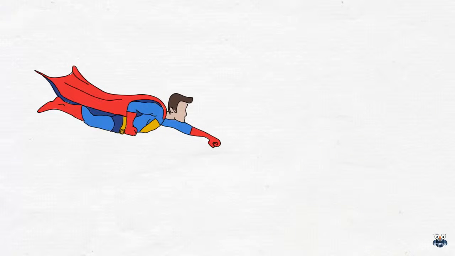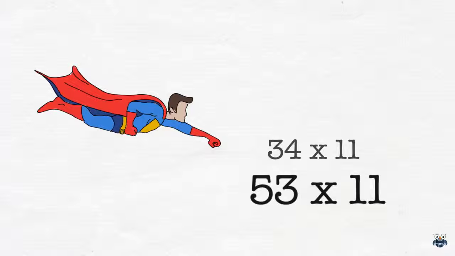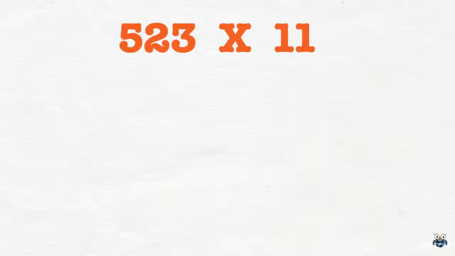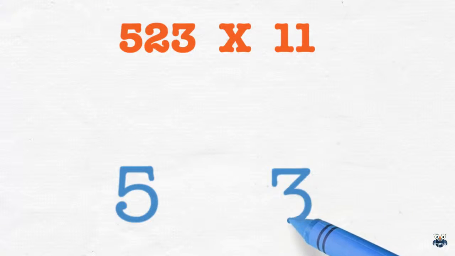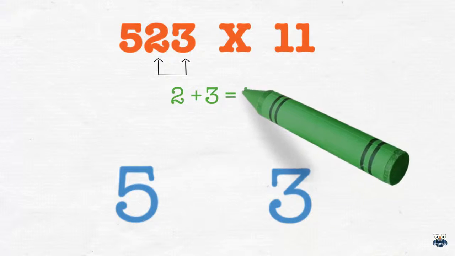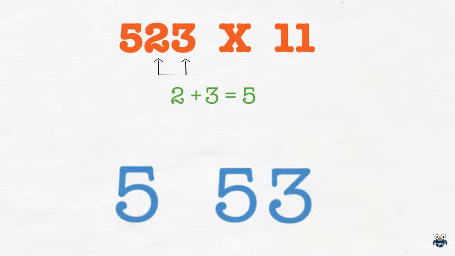Now in both the above examples, the multiplicands had 2 digits. In this next problem, we will deal with a larger multiplicand. So what is 523 times 11? As before, let's put down the first and last digit. And now, starting from the right, let's pair the numbers and add their results. So here's our first pair, 23. 2 plus 3 is equal to 5, and we add it to our result.